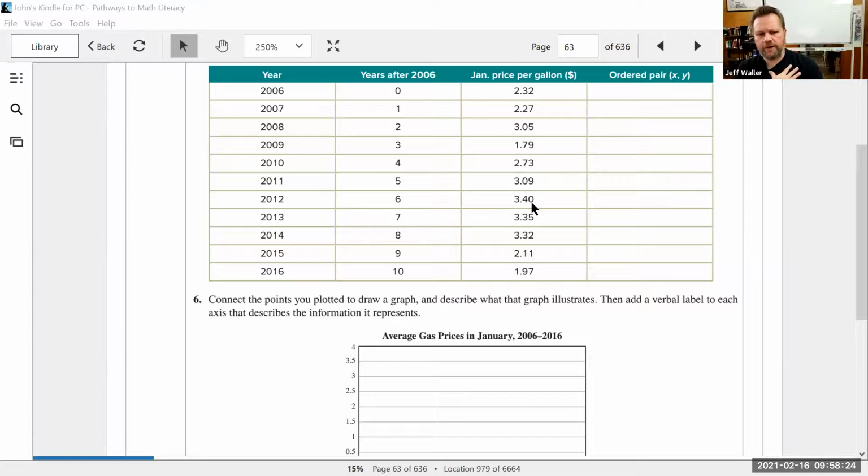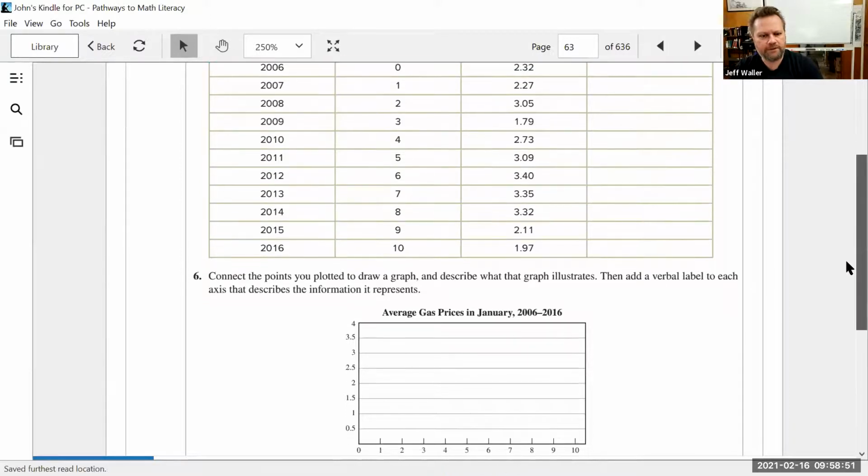Could have stopped at 3.5, but one reason I go a little further than that is so there's a little breathing room between the top of your curve and the top of the graph. So it's not a bad idea. Give it a little bit of breathing room. But you could have stopped at 3.5. So how do I plot these points? Well, I estimate. So like 0, 2.32, I would estimate is going to be a little bit less than halfway. So it's going to be about right there. You guys with me?